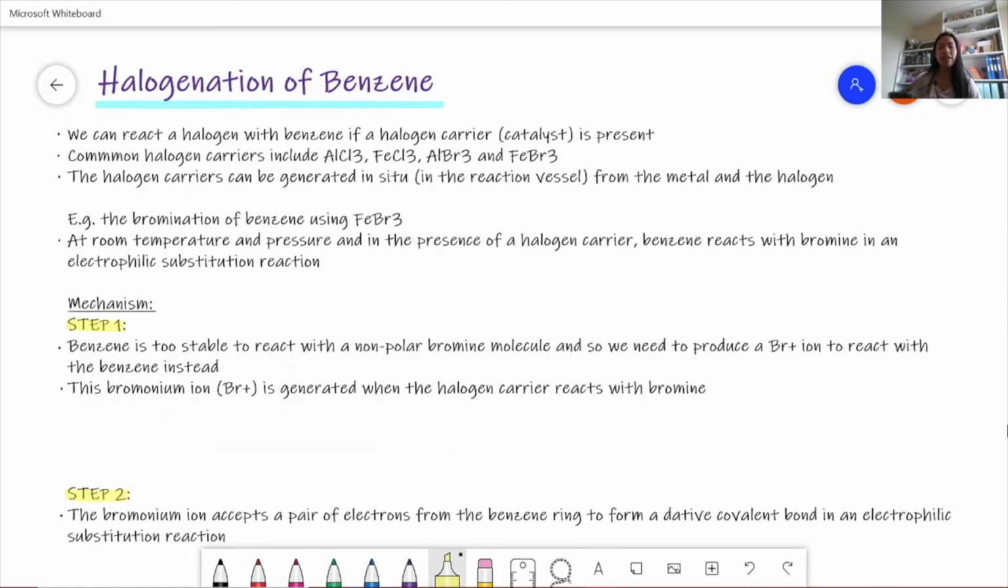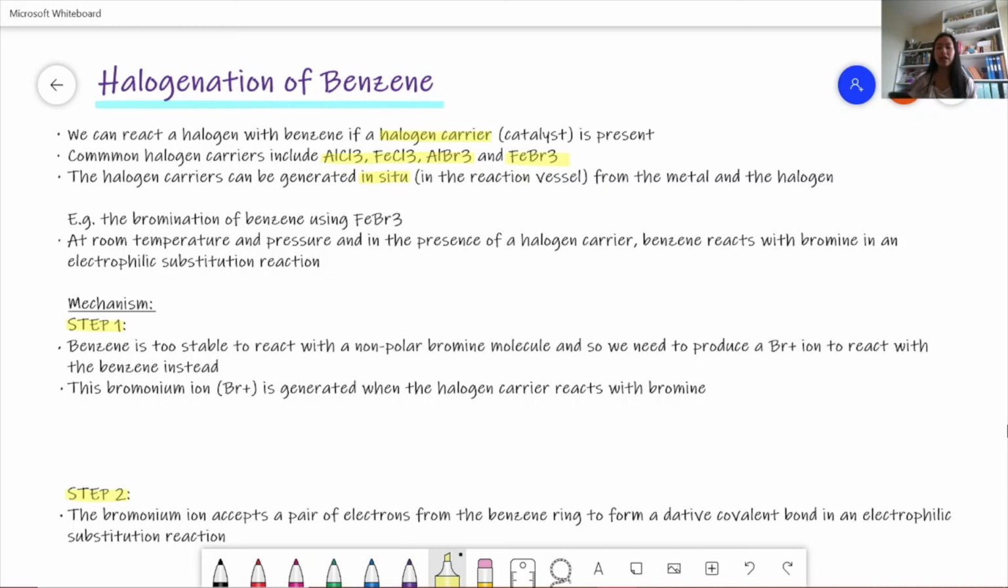So now we're going to look at the halogenation of benzene. So we can react a halogen with benzene if a halogen carrier is present. So we have to have this halogen carrier. And common halogen carriers include aluminium chloride, iron chloride, aluminium bromide, and iron bromide. The halogen carriers are generated in situ, and what we mean by this is that it's generated in the reaction vessel from the metal and the halogen.